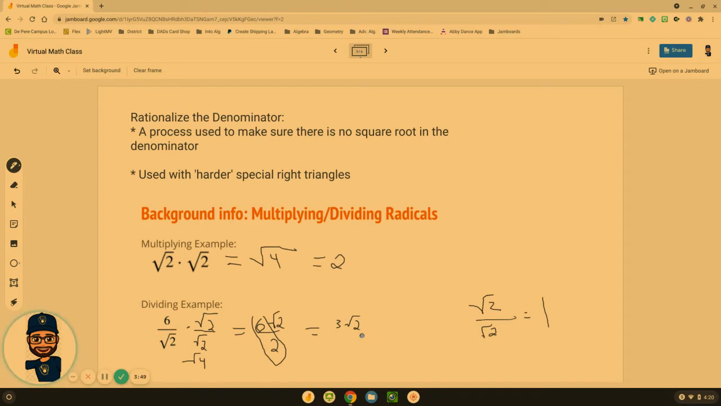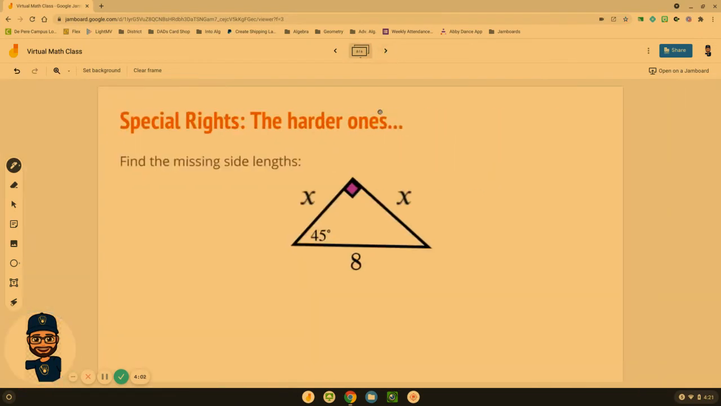And so that process is known as rationalizing the denominator, where we're multiplying by whatever square root it is on the bottom to the bottom and the top. So let's see what this looks like in some of our examples. This is a little bit of a harder one, where we need to find the missing side lengths x and x in a 45-45-90, where we know the hypotenuse is 8. Well, if you recall, in most of our 45-45-90s, these two sides were x, and then this side was x times the square root of 2.